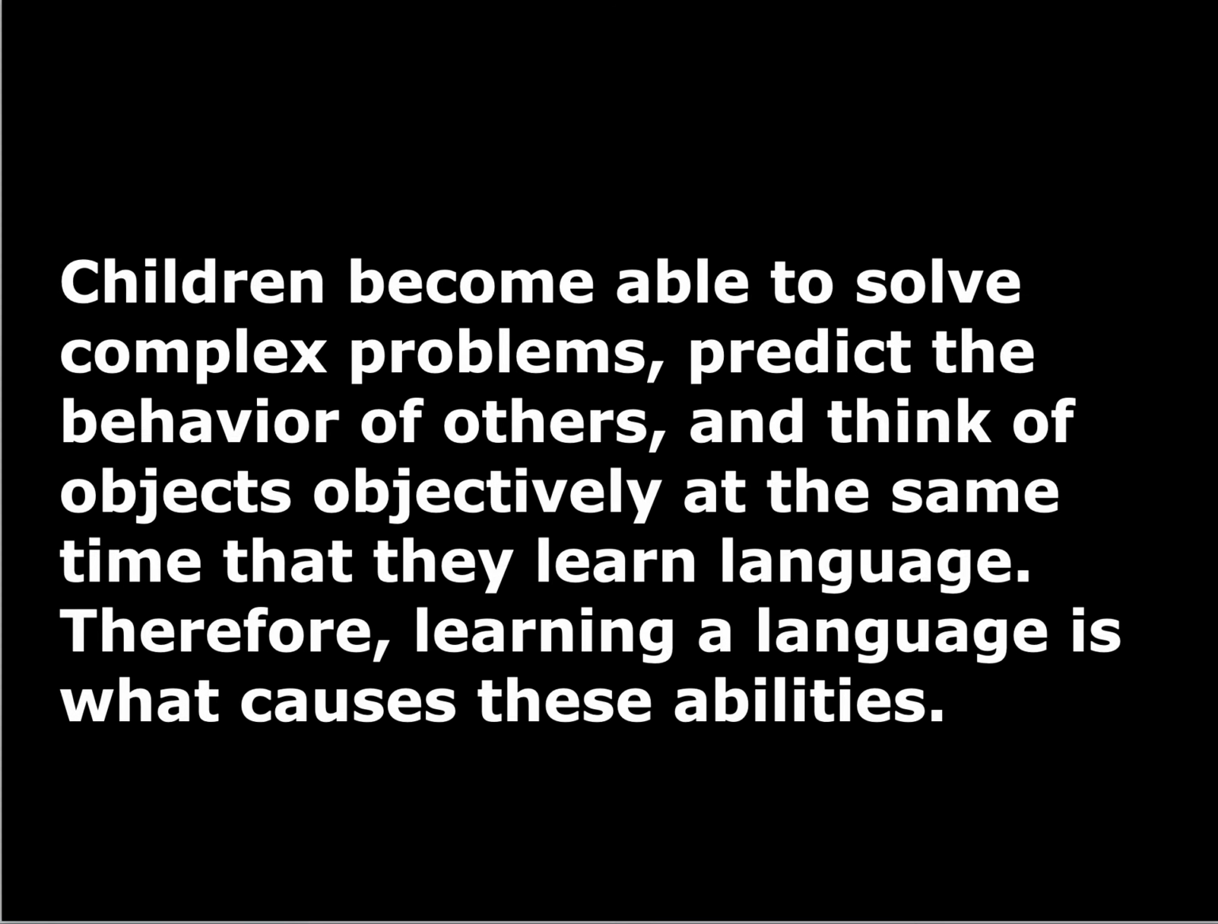Children become able to solve complex problems, predict the behavior of others, and think of objects objectively at the same time they learn language. Therefore, learning a language is what causes these abilities. So again, you can see here, there's a whole lot of correlations being mentioned. And the correlations are, let's just say, correct. So the issue with the false cause fallacy isn't that the correlations are wrong, that the person is wrong about the correlations.